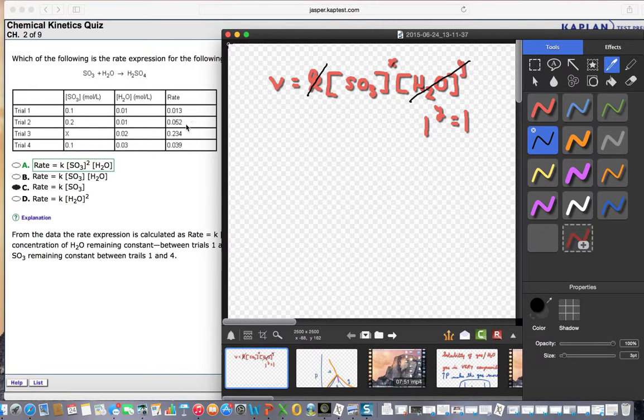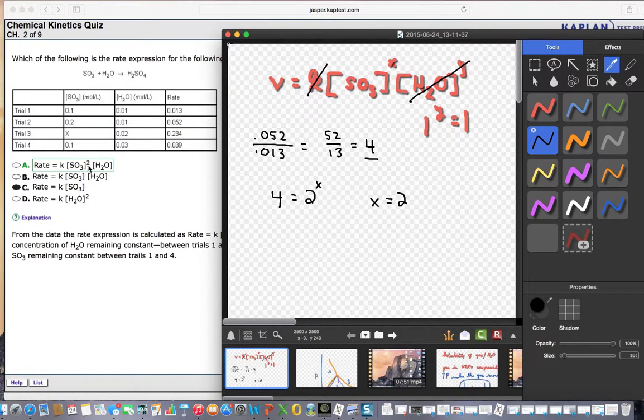The rate quadruples. Take the larger number, divide it by the smaller number. You have 0.052 divided by 0.013. That's the same as 52 divided by 13, which is exactly 4. So the rate changes by a factor of 4. SO3 changes by a factor of 2. So this analysis simplifies to 4 equals 2 to the X. X definitely must be equal to 2.